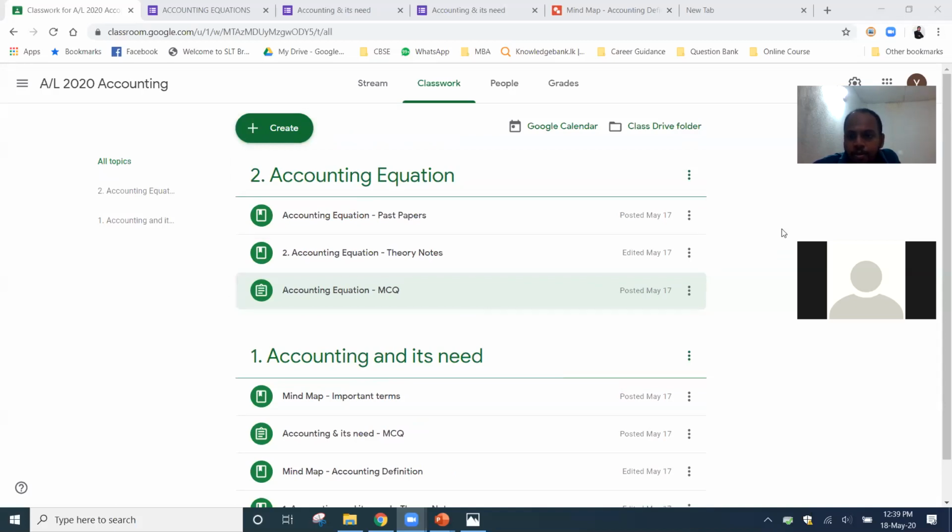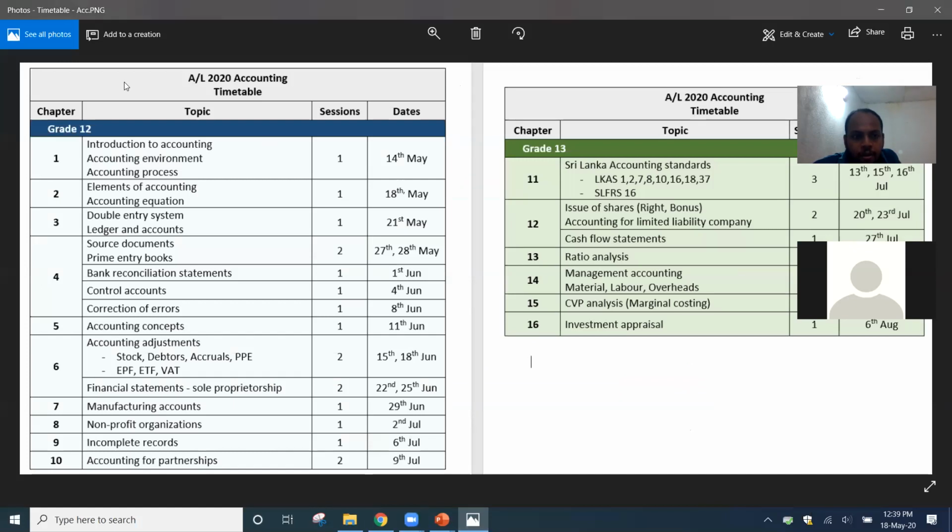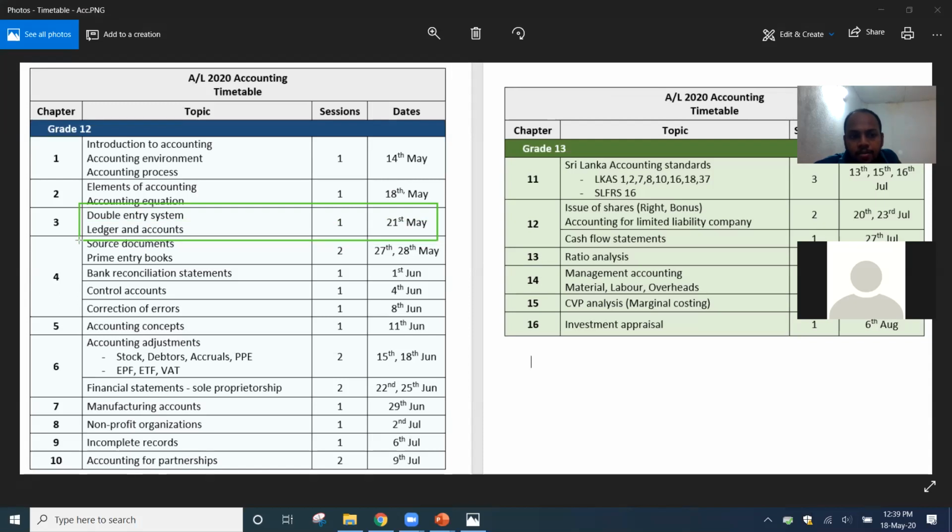So there are no doubts, nothing. I hope today's session is clear. The next session is on the 21st, Thursday, same time, 9:30 to 12:30. We will be doing the double entry system and the ledger accounts. This is the most important session, because everything else in your syllabus, everything else in accounting, is based on the double entry system. So I will take some time to explain.